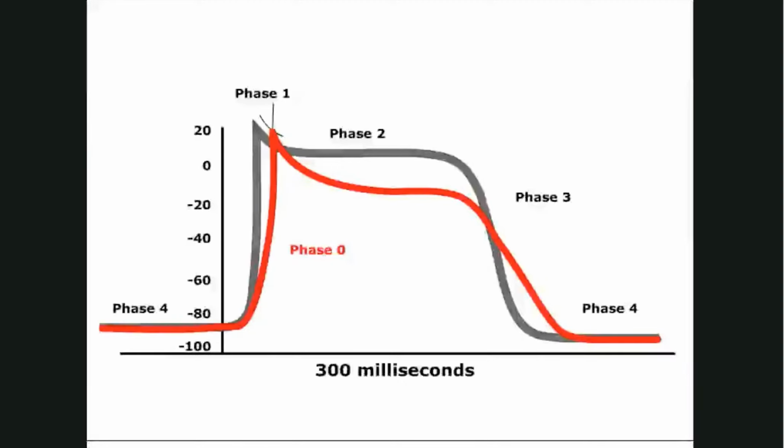In addition to decreasing the slope of phase 0, sodium channel blockers alter the duration of the action potential, and thus the effective refractory period, or ERP. This is the period of time when a new action potential cannot be initiated. Class 1 drugs can be divided into three subgroups, each with a different effect on the effective refractory period.